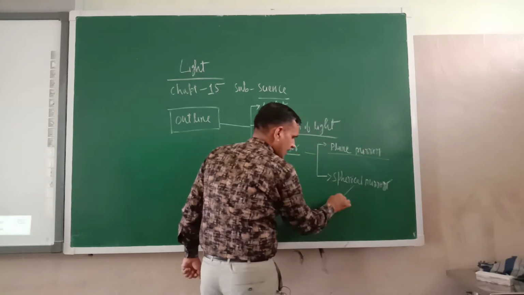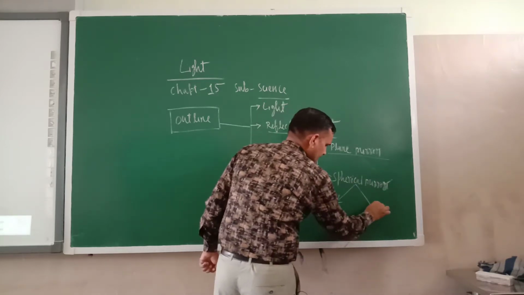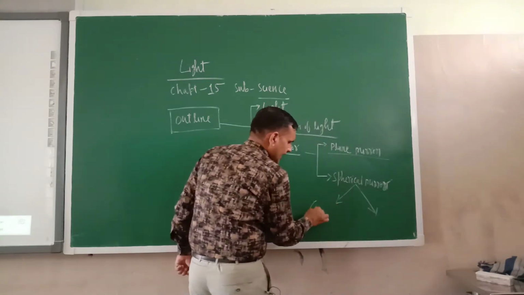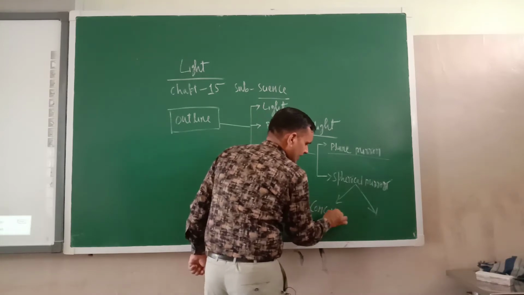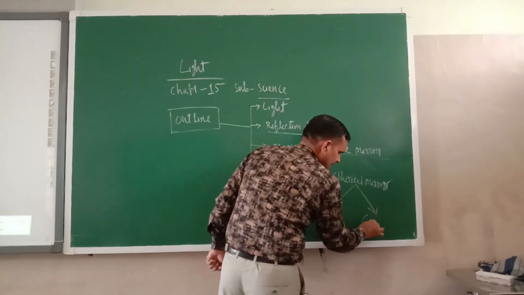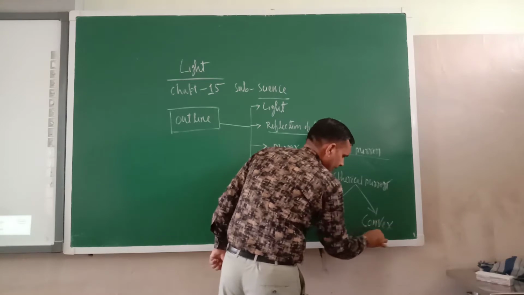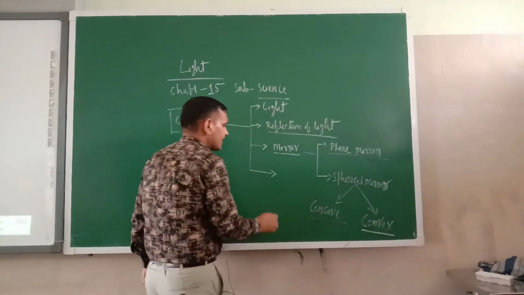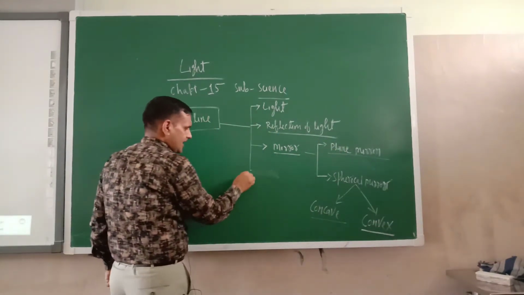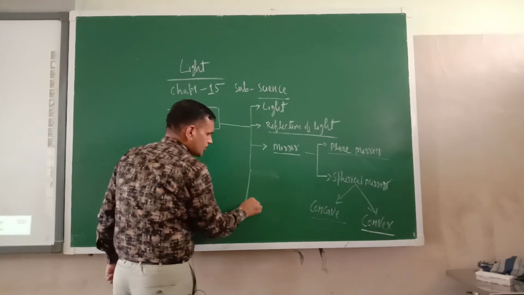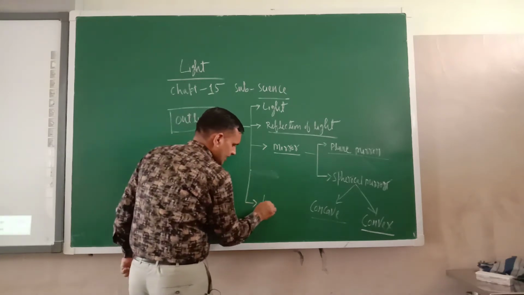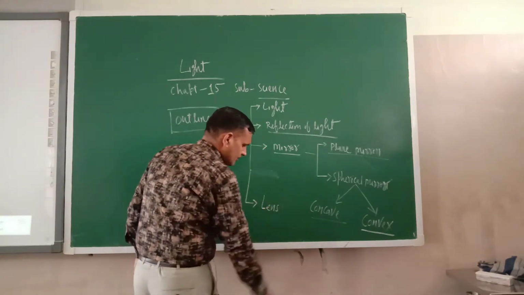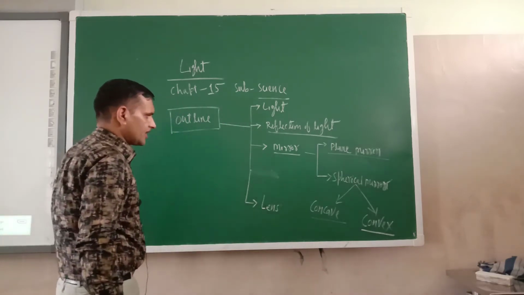Spherical mirrors are two types. The first one is concave, another one is convex mirror. The next thing in the same chapter I will teach you is the lens. So just try to understand.